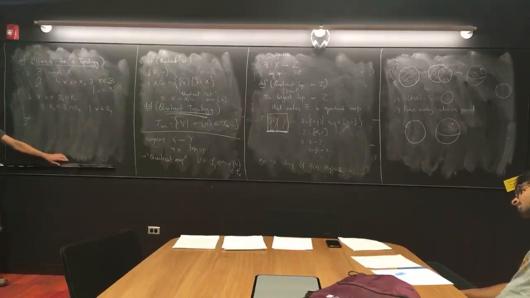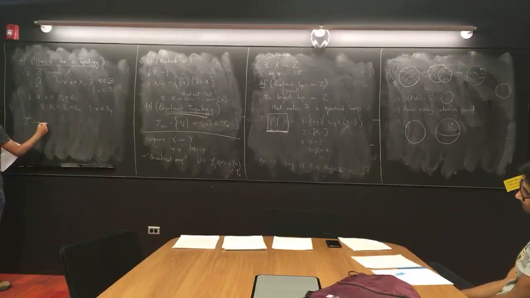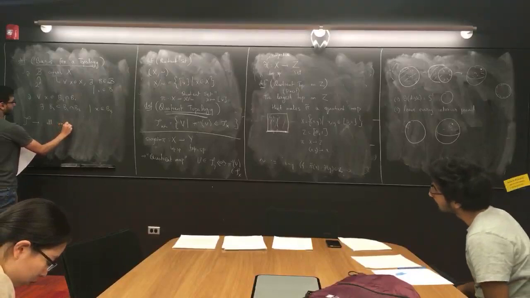Just to be safe, let's say it's for everyone. So tau is, so the topology generated by the basis B is generated by taking all possible unions of basis elements.